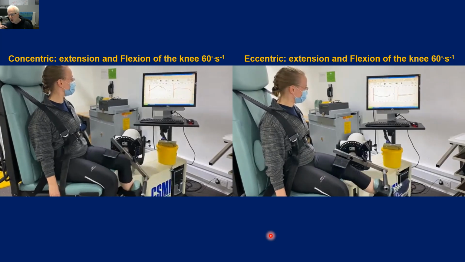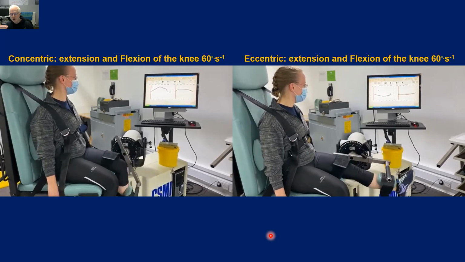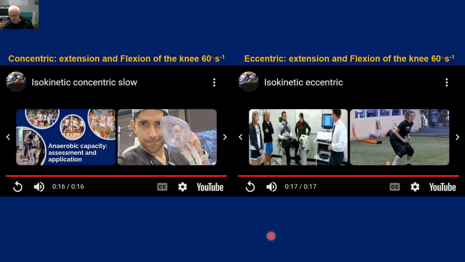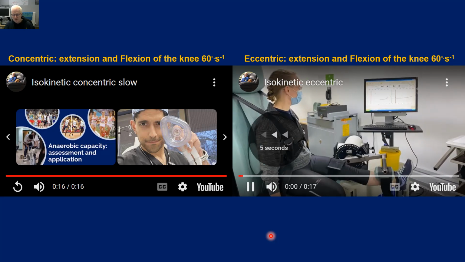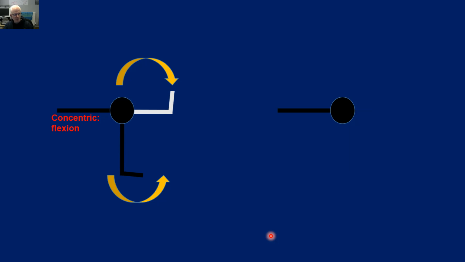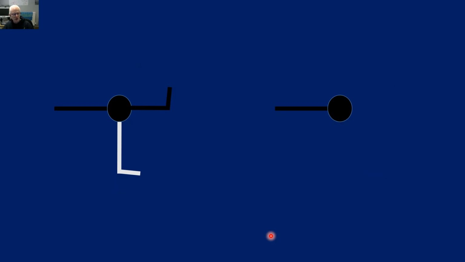Eccentric muscle actions are much harder to perform because you're asking the participant to apply a braking force. Under the concentric loading, it's a much more natural movement to undertake. It's really important to understand those differentiations a little bit. So remember, if we just go back, so we're just really clear. So here we've got concentric going into extension.